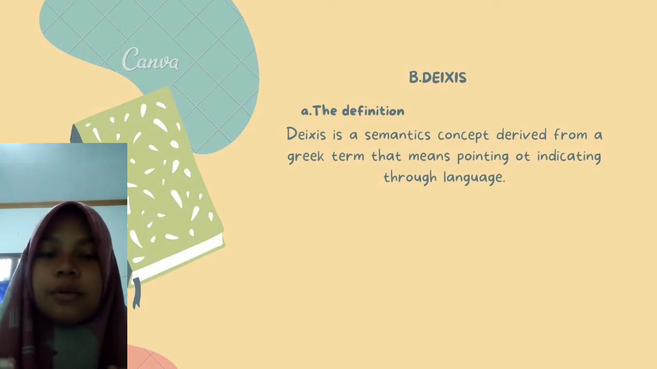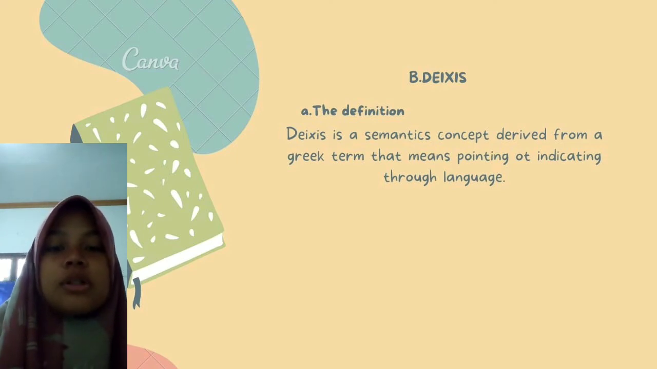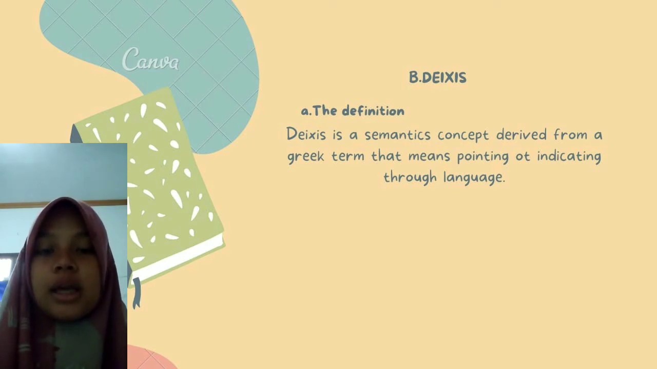So in this part we would like to discuss about Deixis. So what is Deixis? The concept of Deixis has emerged as one of the most critical issues that need our attention. Deixis is a semantics concept derived from a Greek term that means pointing or indicating through language. A deictic expression is any verbal form that is employed to accomplish this pointing. The adjective deictic or deiktikos has a demonstrative meaning.